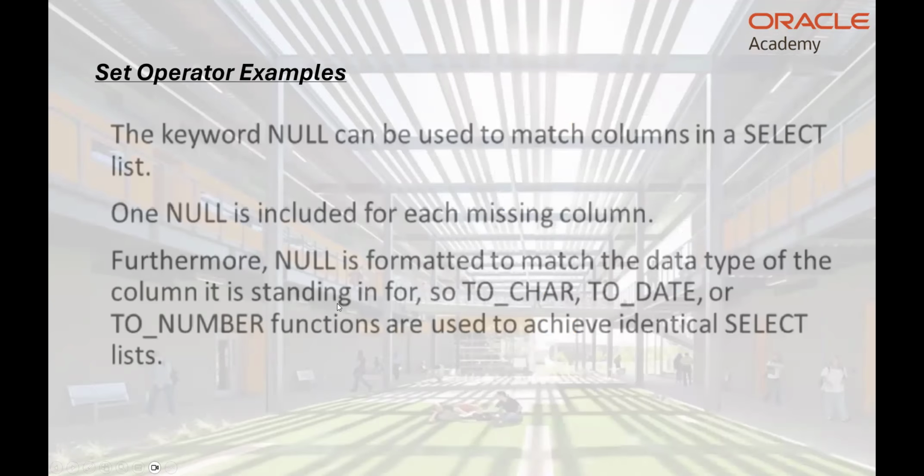So the keyword null can be used to match columns. We just saw that. And then for the data type, remember, the toChar, toDate, and toNumber functions can be used to achieve this result. And hopefully you remember how to do that.